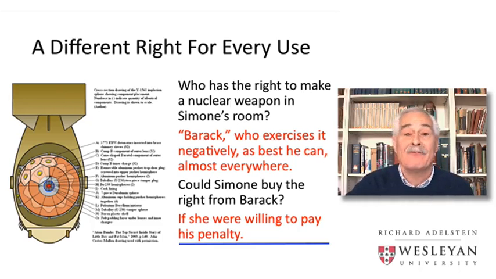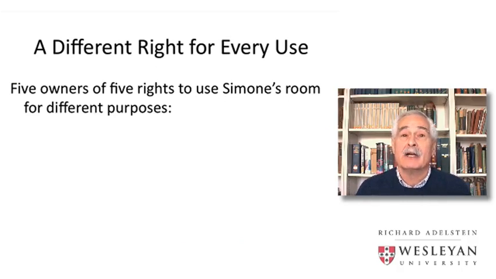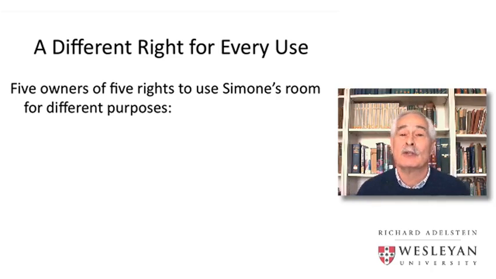So, we now have 5 different owners of property rights to Simone's room, each of them owning a different property right associated with a different use of the room itself. The first, of course, is Simone herself, who has the right to live there.